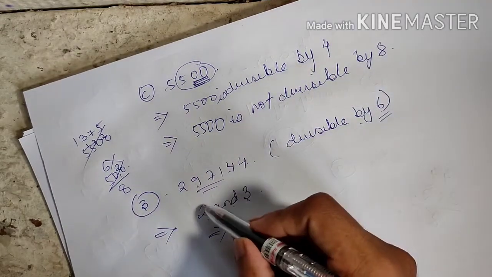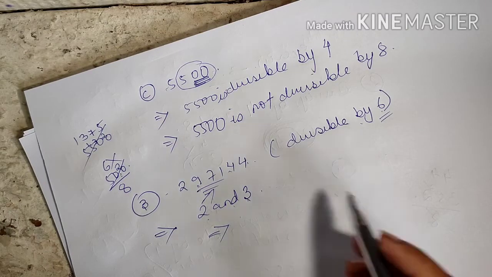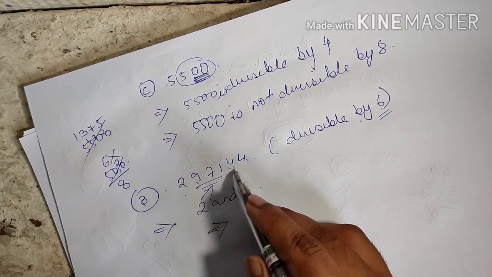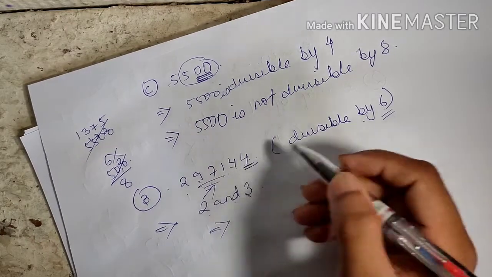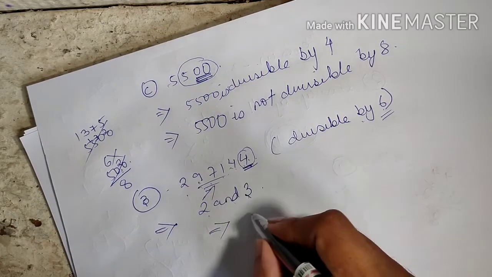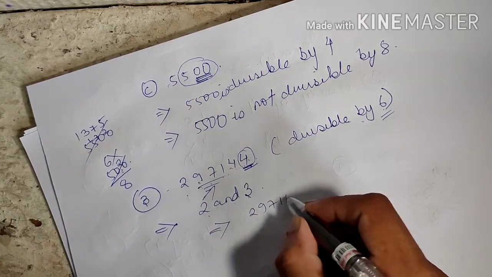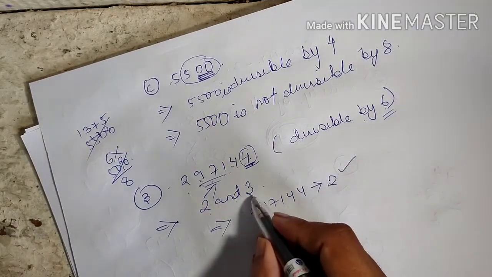So first you check for 2. Is this number divisible by 2? 297144. Will it be divisible by 2? Yes, because the last digit is 4, which is an even number. So 297144 is divisible by 2. This is correct. Now we also have to check for 3.